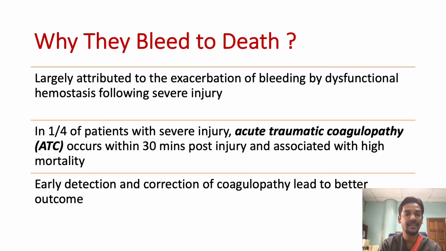This is largely attributed to the exacerbation of bleeding by dysfunctional hemostasis that occurs following severe injury. In about a quarter of patients with severe injury, acute traumatic coagulopathy or ATC sets in within half an hour post-injury, and this is associated with a high rate of mortality. Therefore, early detection and correction of coagulopathy is paramount in order to improve the outcome of these patients.